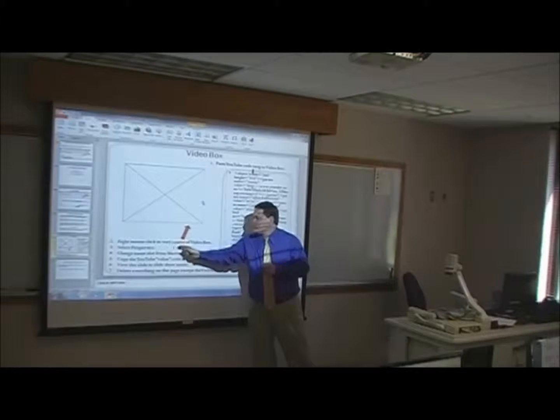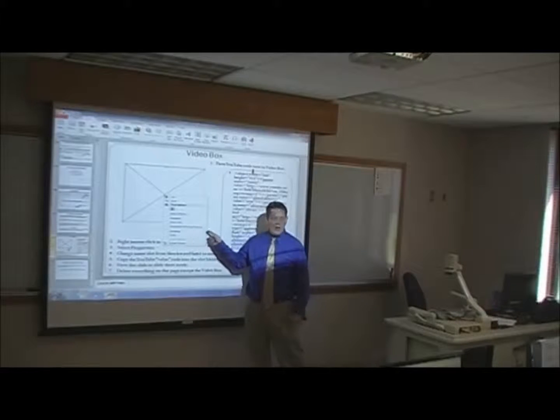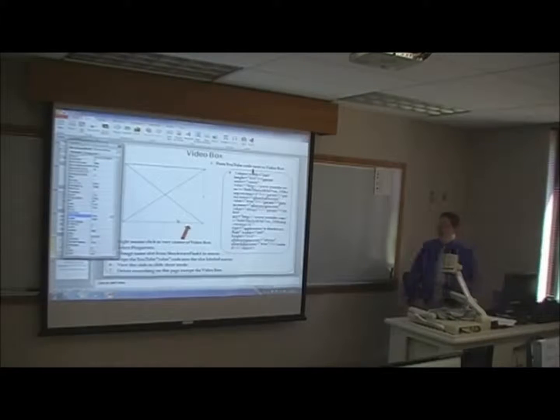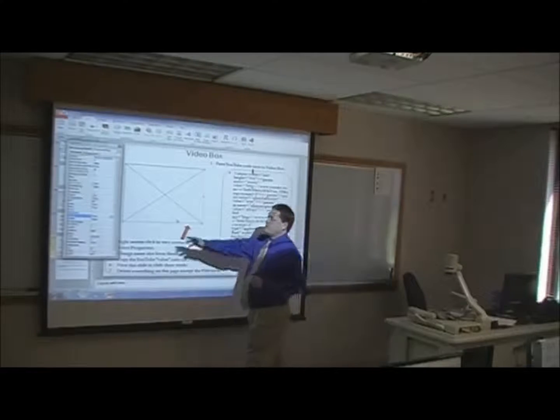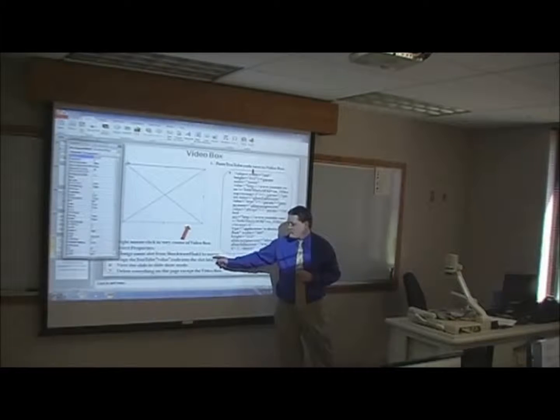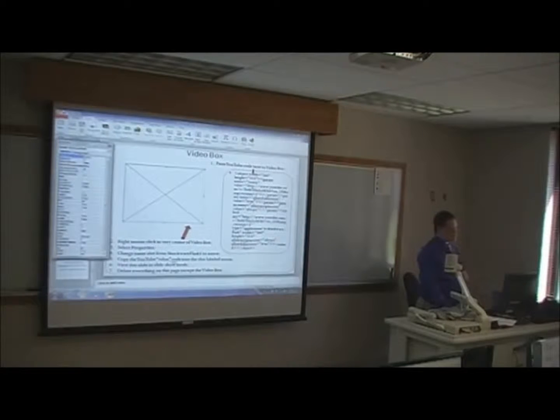It says right mouse click in the very center of the video box. Shockwave Flash Object, that's when you know you've clicked in the right area of the box. So right click in the center of the box, and then we're at number 3, select properties, and this window comes up right here. And either backspace or just type over and put movie in. That's step number 4. Step 5 is copy the YouTube value code into the slot labeled movie.